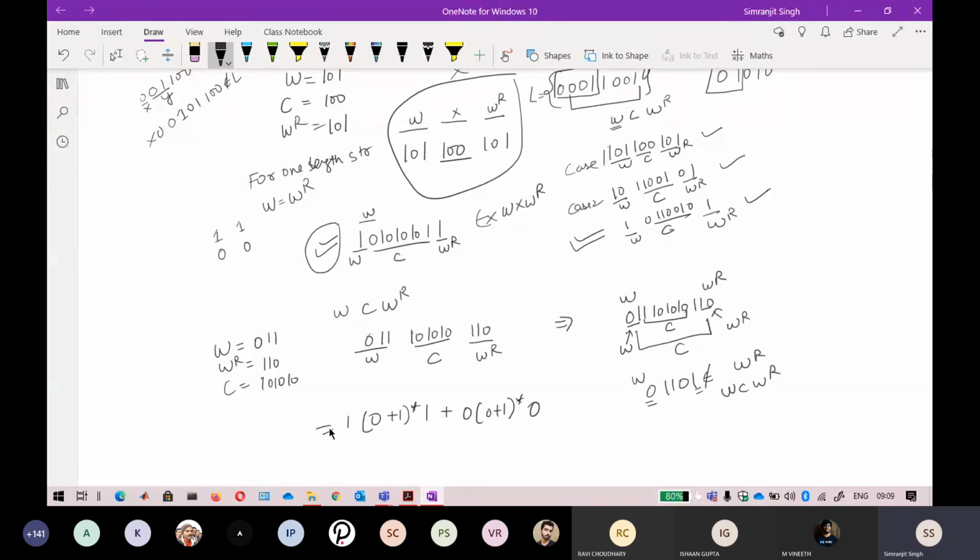Okay, so I think if you find my explanation easy, that is why I am able to write the regular expression of this particular language. So that is why I have considered this language a regular language. Okay, I think if you understand it, if you have any doubt, you can ask me.